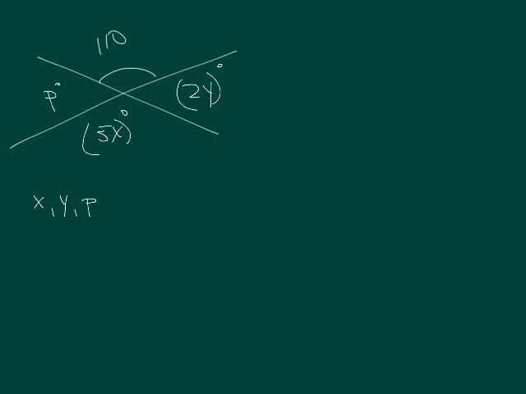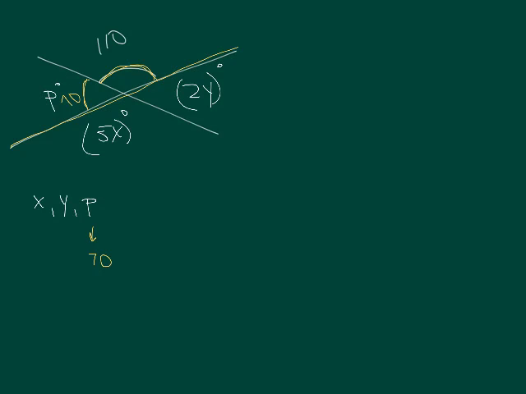Alright, so let's see what we've got here. Well, we know that this angle right here is 180. And since this is 110, this is going to be the difference between 110 and 180. So our p is going to be 70. So we found out that that is 70.